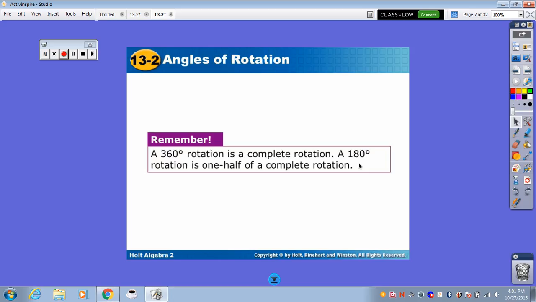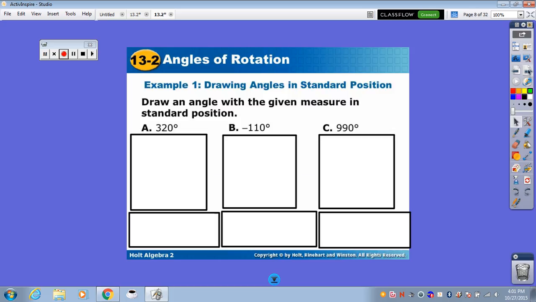A rotation starting at the initial side, or at the positive x-axis, going all the way around and returning to the positive x-axis is 360 degrees. Halfway around would be considered 180 degrees. What we're going to do now is draw angles with the given measurement in standard position.